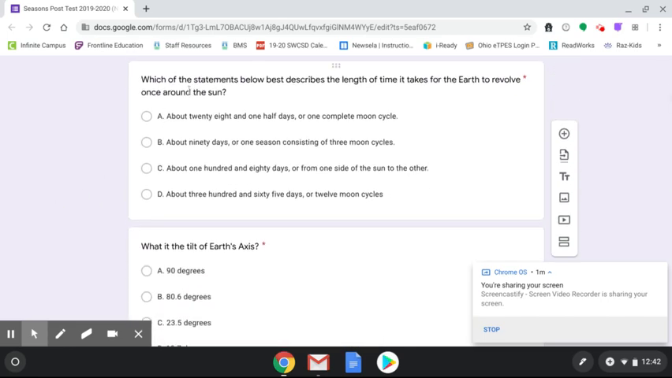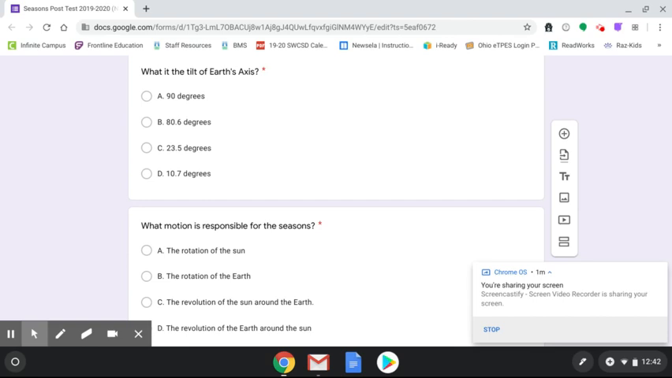Which of the statements below best describes the length of time it takes for the Earth to revolve once around the sun? A. About 28 and 1/2 days, or 1 complete moon cycle. B. About 90 days, or 1 season consisting of 3 moon cycles. C. About 180 days, or from one side of the sun to the other. D. About 365 days, or 12 moon cycles.